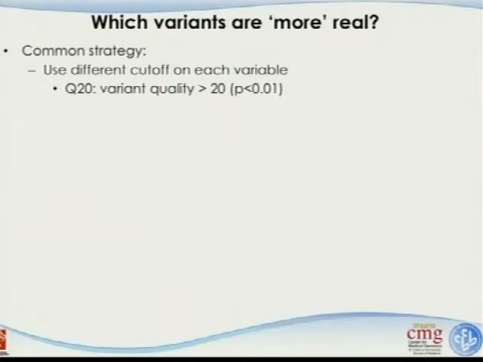Okay. The common strategy here, before we do this variant quality recalibration, because that paper was only published this year, right? Before that, we didn't have this recalibration procedure.